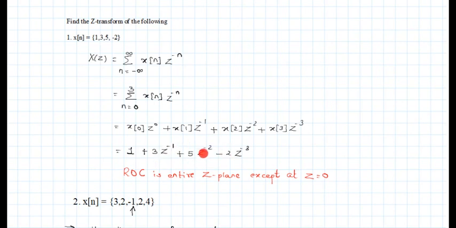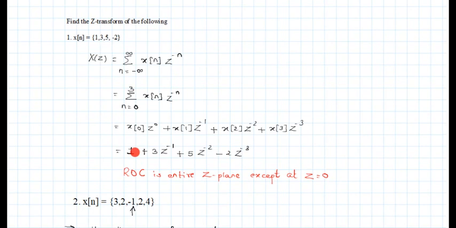Since the powers of z are negative powers, if we put the z value as 0, it will make the Z transform infinite, because 1 upon 0 becomes infinity. Whereas if I put z as infinity, 1 upon infinity is 0. So z equal to infinity is not creating any problem here, but z equal to 0 makes my Z transform infinite. So all the values of z are accepted except z equal to 0.